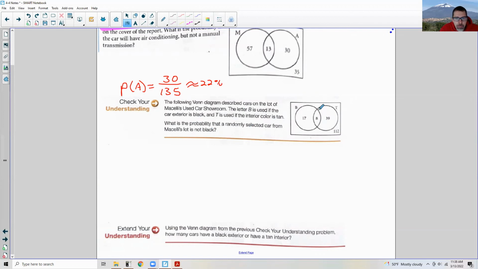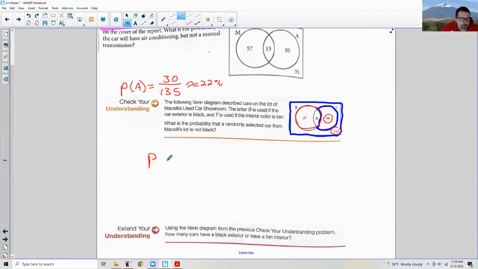So if it is not black, then it's got to be over here. And in all actuality, it's outside. So the only black exterior cars is this circle right here. In other words, not black means the opposite, everything that's not in this circle. So it's 39 and 112.